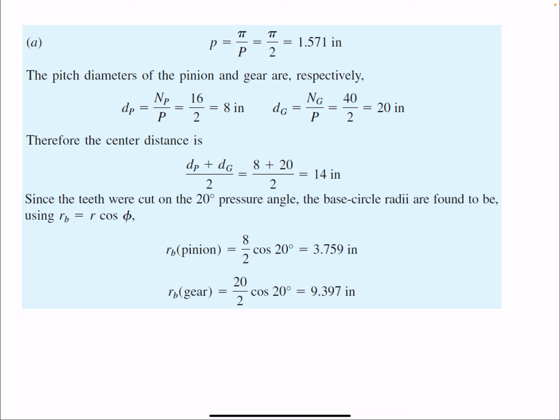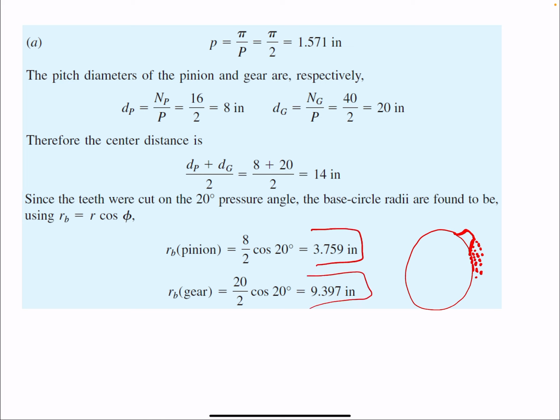If this is our gear, the top part is the addendum, the bottom part is the dedendum. Somewhere here would be the pitch radius, and the base radius would be even further down, somewhere between the pitch radius and the dedendum. So you can find the base radius for both. As you can see, it's less than the pitch radius, which is 4 and 10.